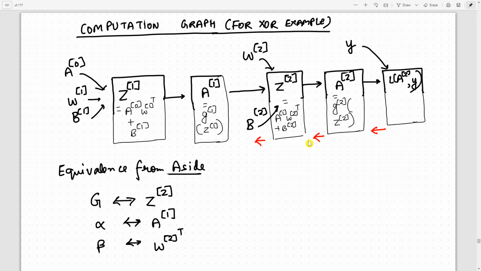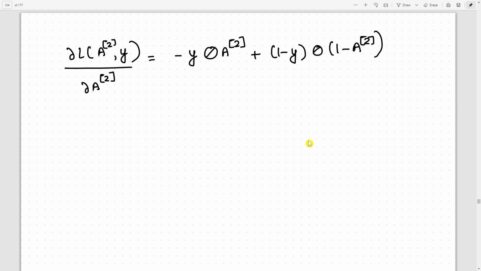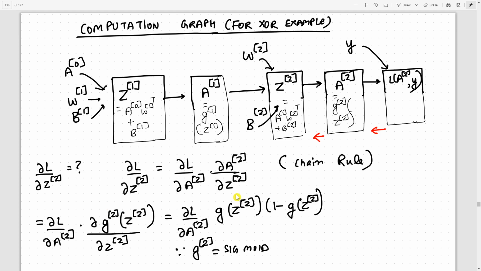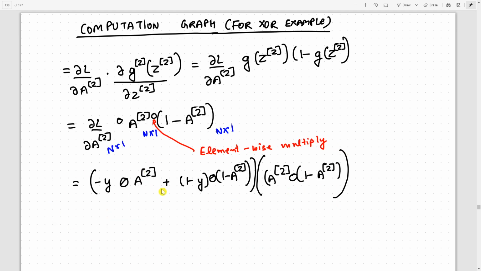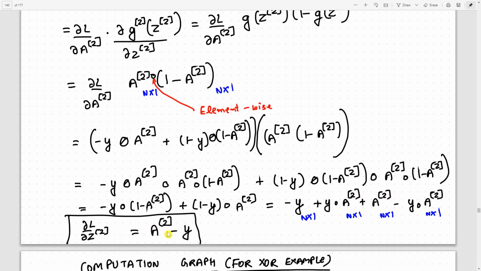Okay, let's come back to our specific example of interest. In this specific example of interest, we have already computed del L by del A2 and del L by del Z2. Let's just go back and confirm that we have done this. Right, so del L by del A2 we have written. We have seen how this is computed. Del L by del Z2, we applied chain rule, and we were finally able to get del L by del Z2 is A2 minus Y, right?